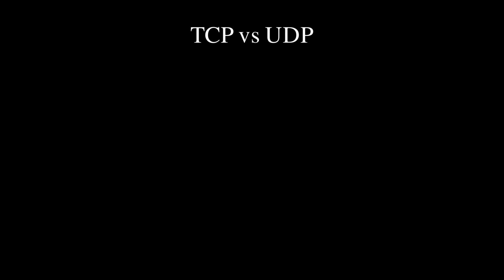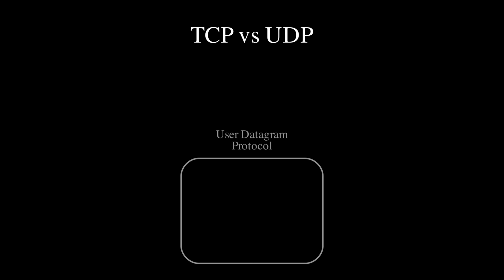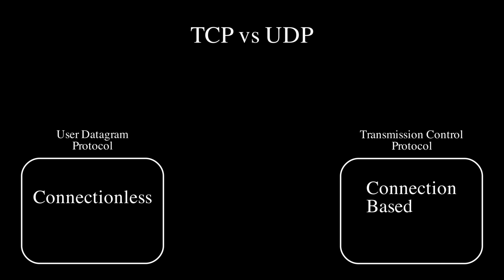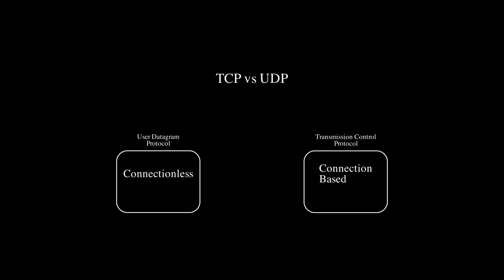There's 2 main transport protocols, TCP and UDP. UDP stands for User Datagram Protocol, and TCP stands for Transmission Control Protocol. The primary difference between these two is that UDP is a connectionless protocol, whereas TCP is connection-based. That creates the question, what is a connection? I'll demonstrate that with this little example.